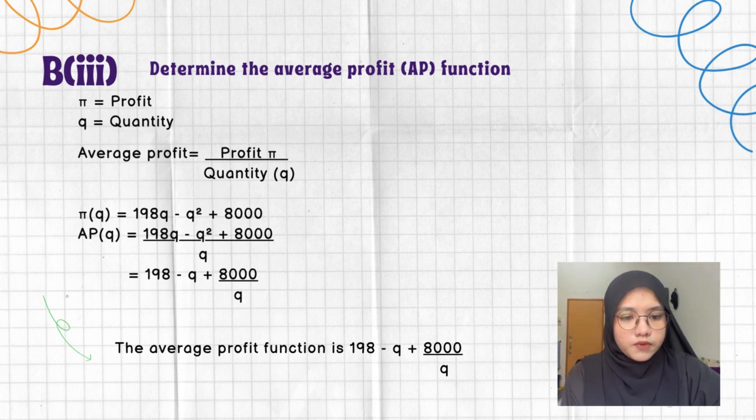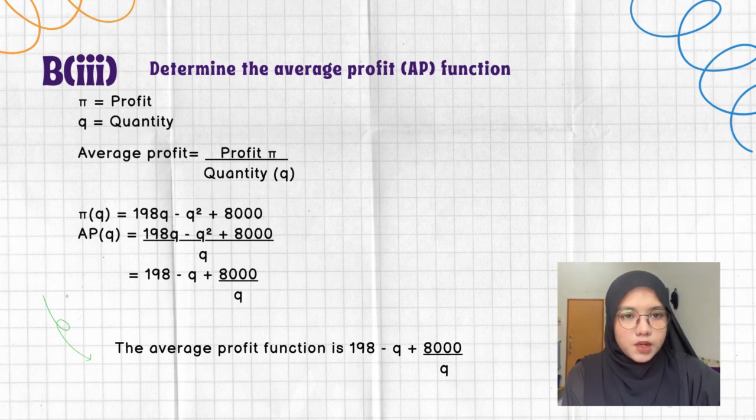First, the profit function is given as π(q) = 198q − q² + 8,000. Now, we divide the entire profit function by q to find AP(q). So AP(q) equals (198q − q² + 8,000) divided by q.